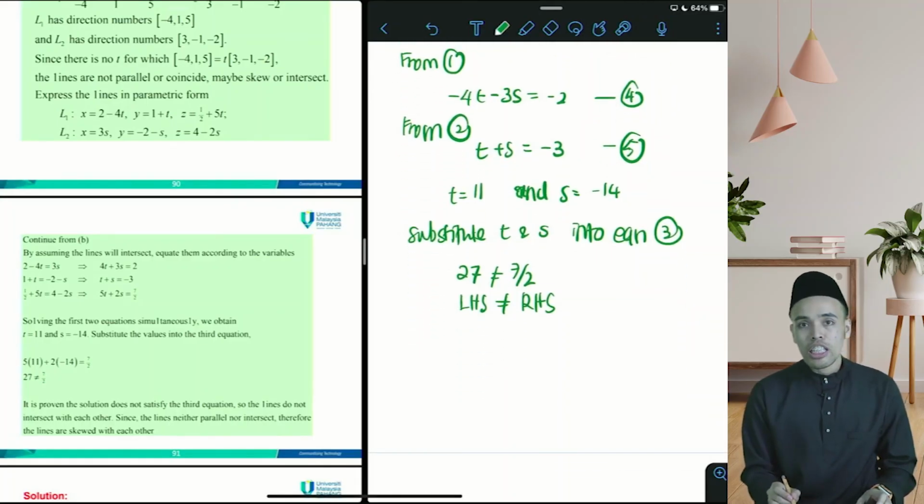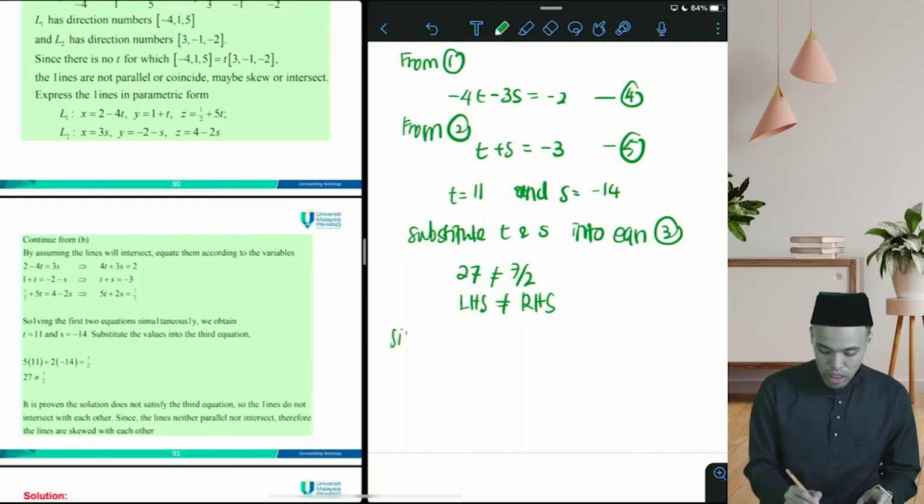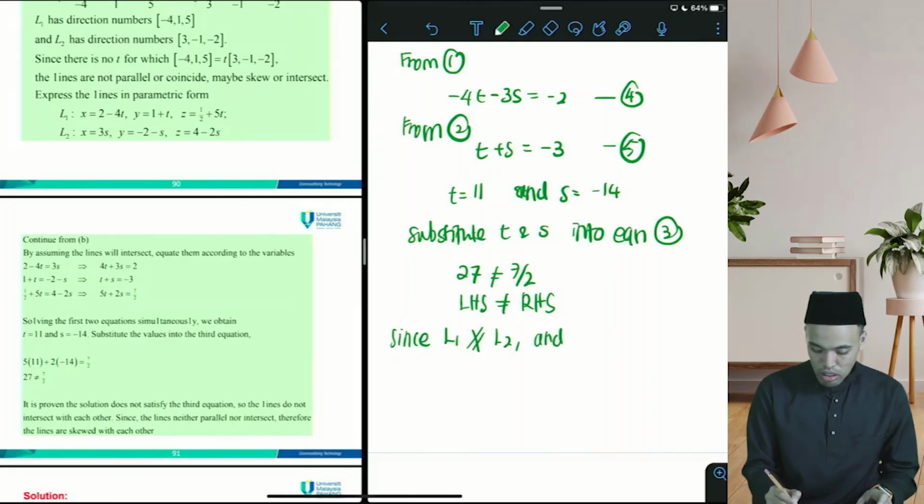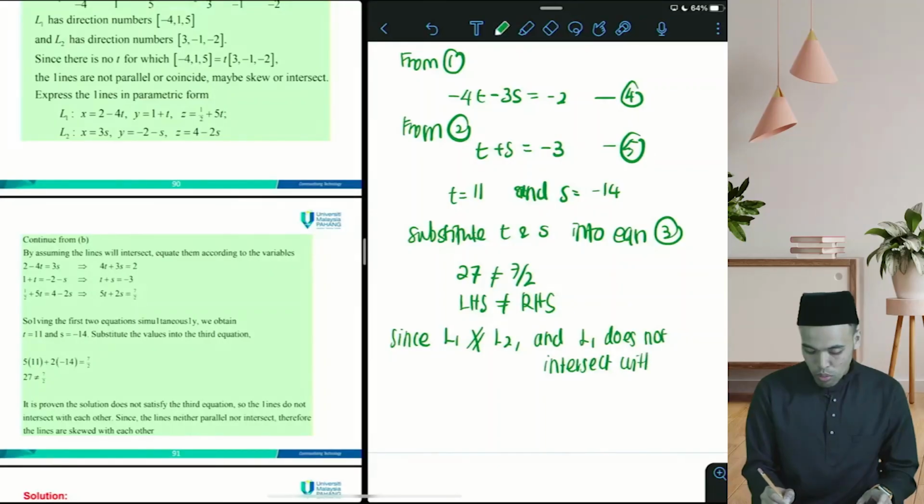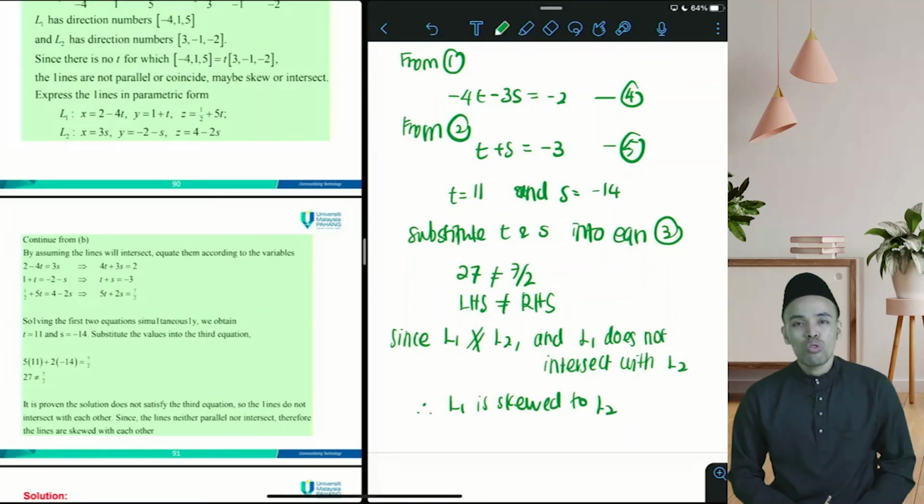By having this conclusion, since L1 is not parallel to L2 and L1 does not intersect with L2, therefore L1 is skewed to L2. So that is your conclusion when it comes to this question.